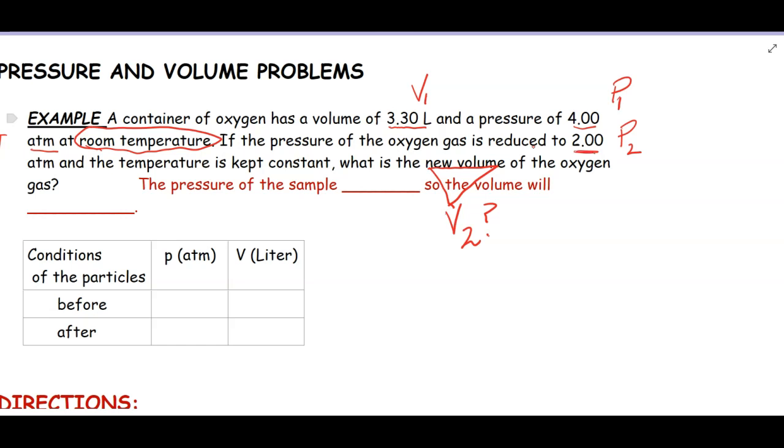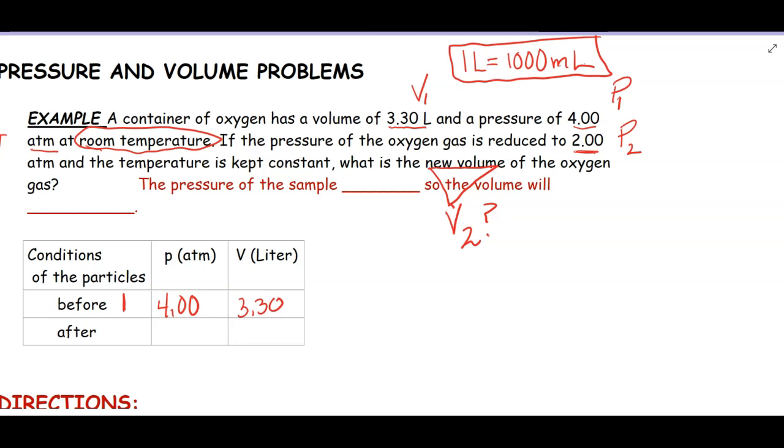We've gotten this far. So the conditions of the particles at this first state, we're calling 1. The pressure at 1 is 4.00 atmospheres, and the volume at that is 3.30 liters. Liters is 1 liter equals 1,000 milliliters. Milli meaning 1,000th of a liter.